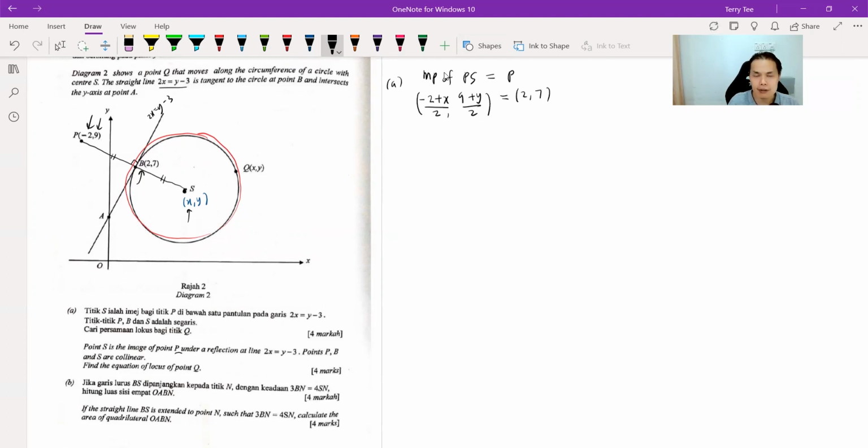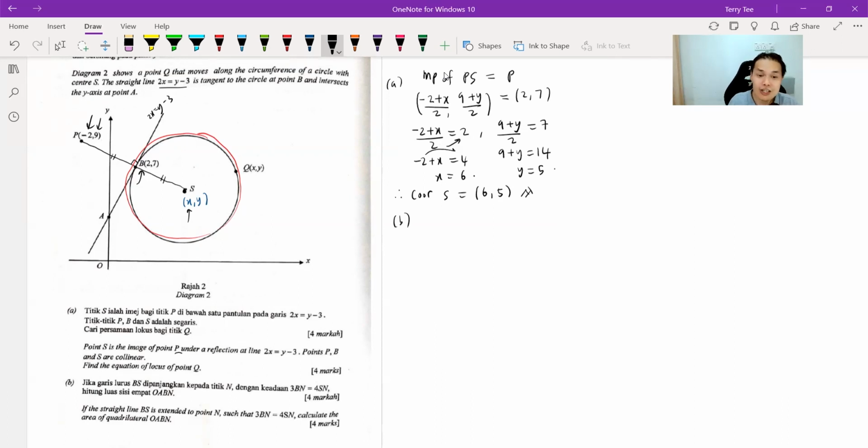Let's compare. When you compare, (-2 plus x) over 2 is 2. We multiply over: -2 plus x is 4, so x is 6. Likewise, for the y coordinate, (9 plus y) over 2 is 7. 9 plus y is 14, and 14 minus 9, y is 5. Therefore, the coordinates of point S are (6, 5). So that is the first part, part A.